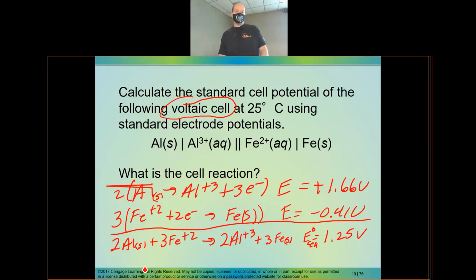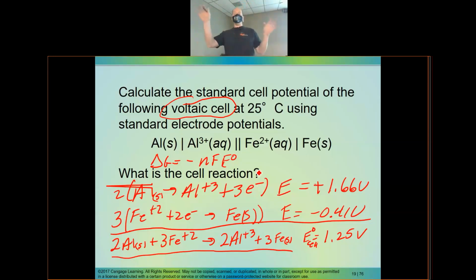And so they ask for the cell reaction, all right? So there is your cell reaction. You have to make sure your electrons gained equal your electrons lost. If you were to calculate a delta G, it is equal to negative nFE naught, all right? So you would put in negative moles of electrons. That is the number of moles of electrons that were canceled on both sides. And so here, your n value is 6, because we had 6 electrons lost and 6 electrons gained. So the n is 6 moles of electrons, Faraday's constant, and then your E value is your positive 1.25. And that, of course, would lead to a negative delta G, which is a spontaneous reaction.